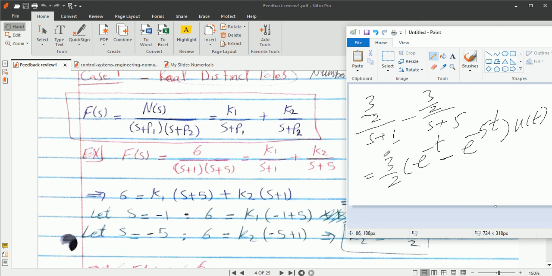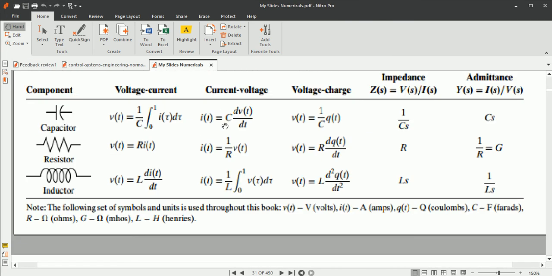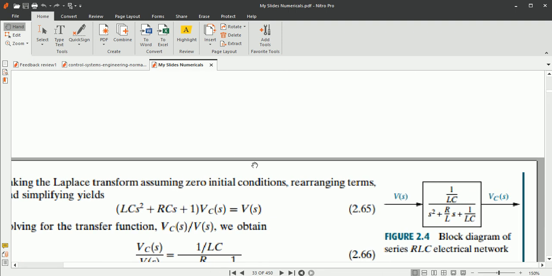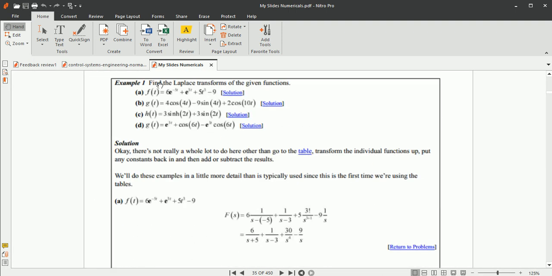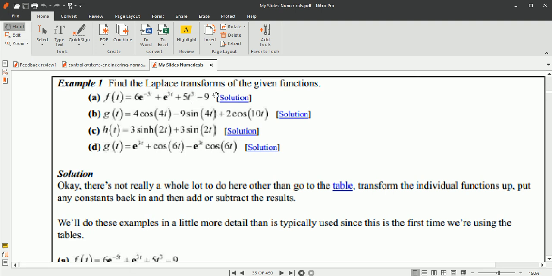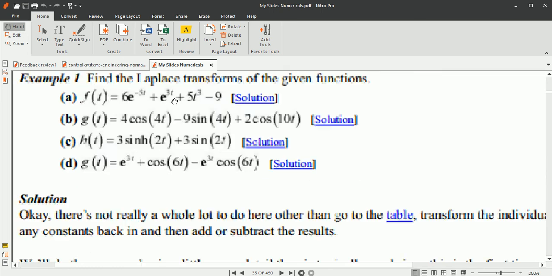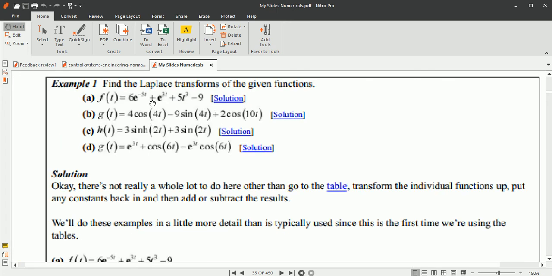Now you understand it. Let me show you some examples. It will be beneficial for you for the basic Laplace. For example, find the Laplace transforms of the given functions, like f of t is 6 e to the power minus 5t plus 5t cube minus 9. Is it visible to you? Now please tell me the first one, what will be its Laplace?